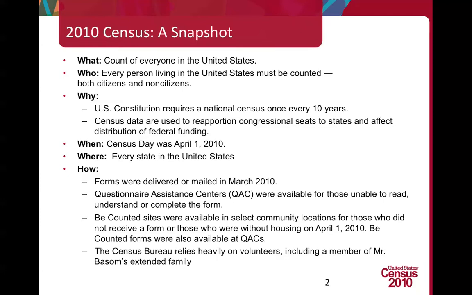How does this happen? Forms were delivered or mailed in March of 2010. The questionnaire assistance centers, the QAC, were available for those unable to read, understand, or complete the form. The census itself is actually available in a variety of different languages. So, even if you don't speak English, even if you can't read, the census people make sure that they have a way to count you.